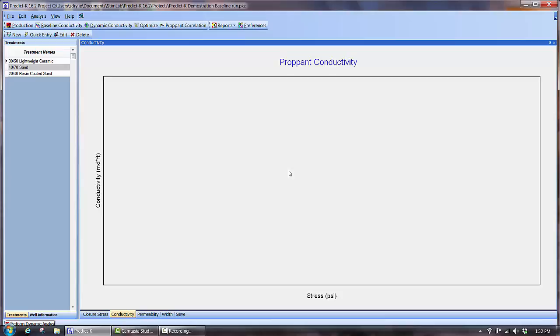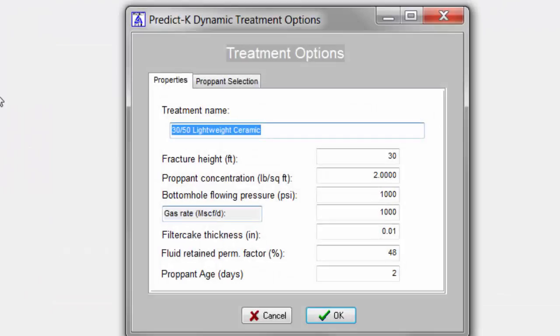For this video, I will continue working in dynamic conductivity mode with the PredictK demonstration file available alongside this video group. I'm actually going to start from the point we ended at the end of the baseline run from the previous video. So using this file, under the Treatment tab, double-click on one of the treatments to open the Treatment Edit screen. You will see a number of options that were not available in baseline conductivity.